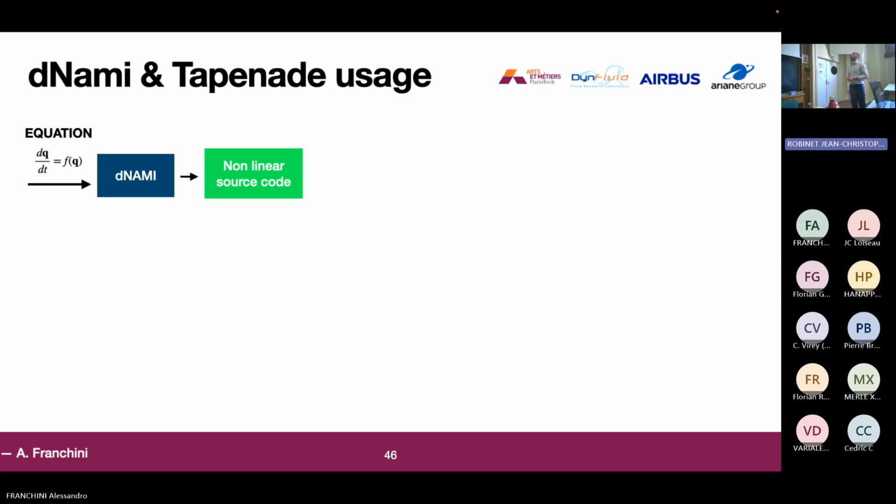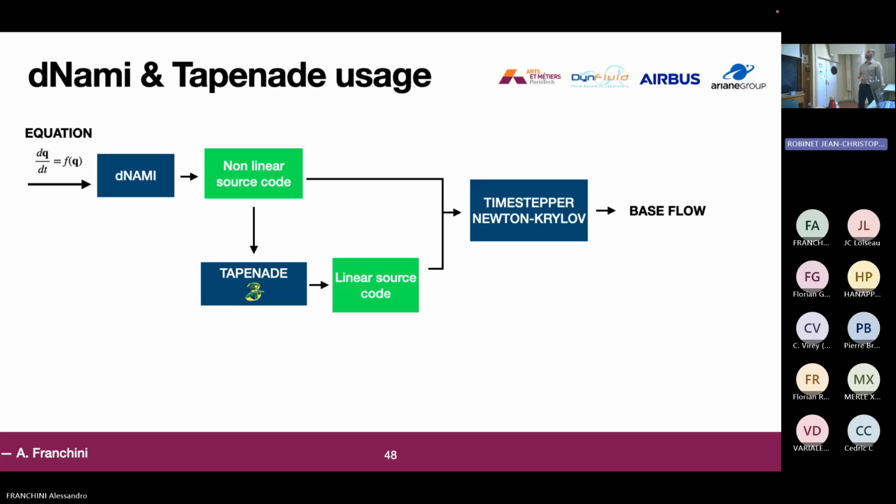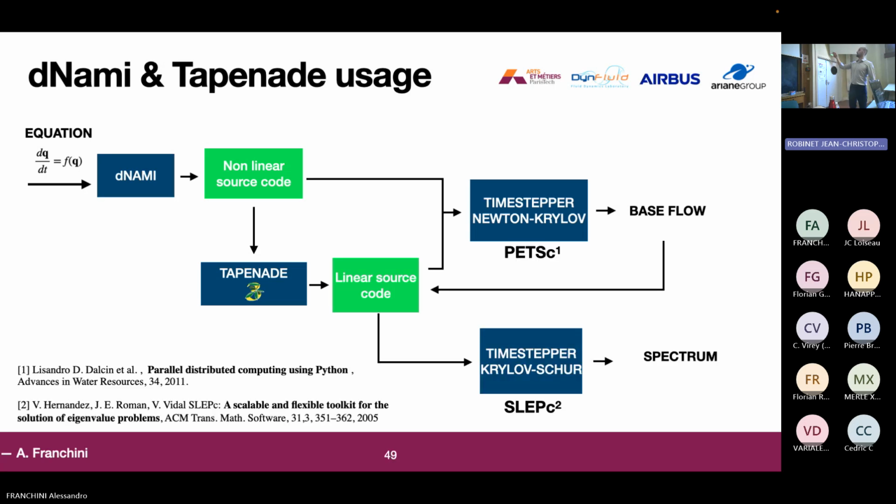So to recall the whole solver and the whole numerical framework, we can start from an equation written in symbolic form. Then with Dynamico, we will get the nonlinear source code. Then we will take this nonlinear source code and inject it inside Tapenade, and we will get the linear source code. Now, by combining the nonlinear source code and linear source code and using a time stepper and Newton-Krylov method, we get the base flow. And then using the base flow inside the linear source code, we will use a Krylov-Schur algorithm in order to get the spectrum, so the eigenvalues and eigenvectors of our problem.